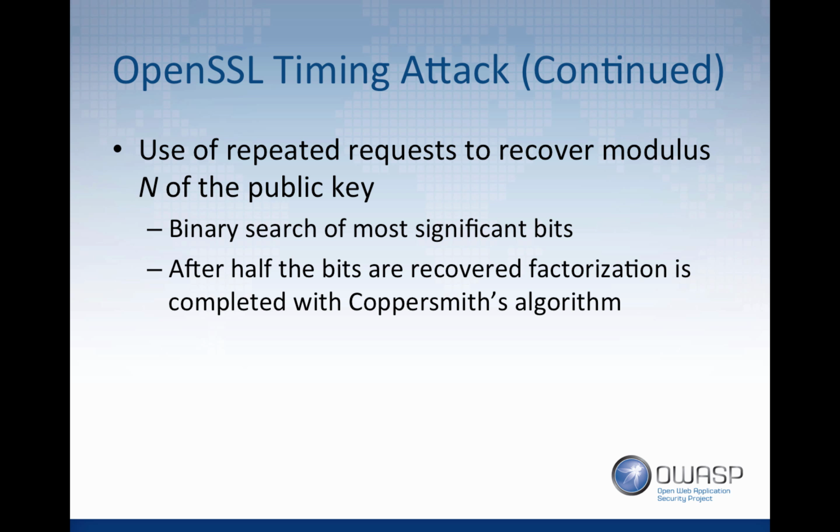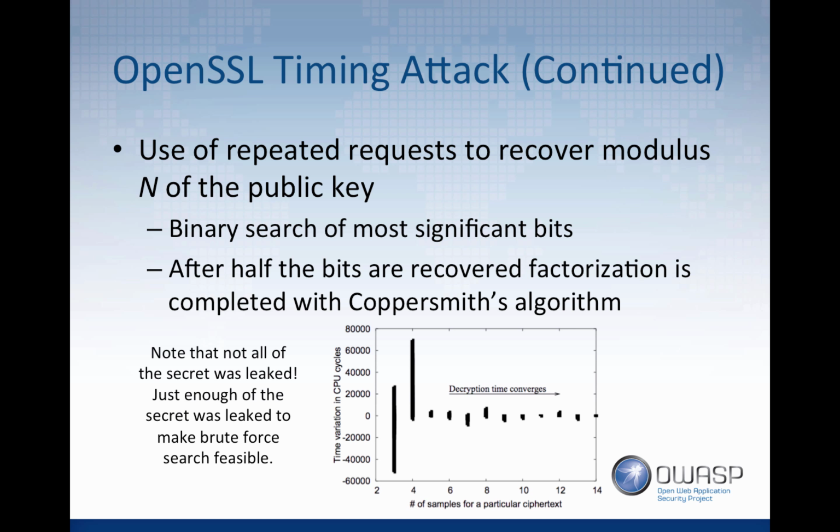But once you get the most significant bits, here's this chart, the most significant bits control the value of the number. The least significant bits are just small changes in the number. Once you've gotten the most significant bits, it's hard to tell the timing difference for a very small number. So you can guess at least half of the private key. But then in order to finish the factorization, you just have to brute force it. What's nice is you've guessed half of it already. It's now feasible to just brute force the rest of it.